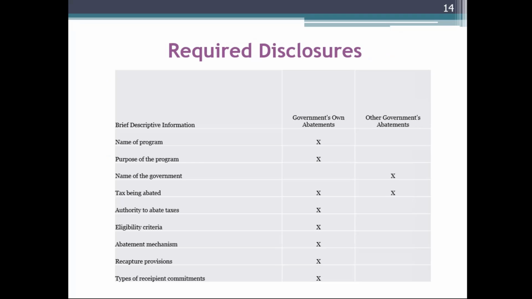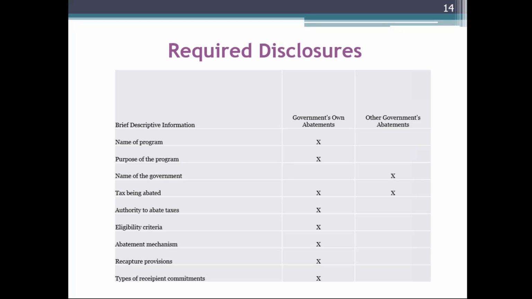Here's a table form of the required disclosures for the government's own abatements and other governments' abatements, and it continues on for 2 pages, I think. You can see that it goes through and tells you what is the name of the program, what is the purpose of the program, what tax is being abated, where do you find the authority to abate those taxes, what are the eligibility criteria, what mechanism is being used to abate those taxes, are there any recapture provisions?